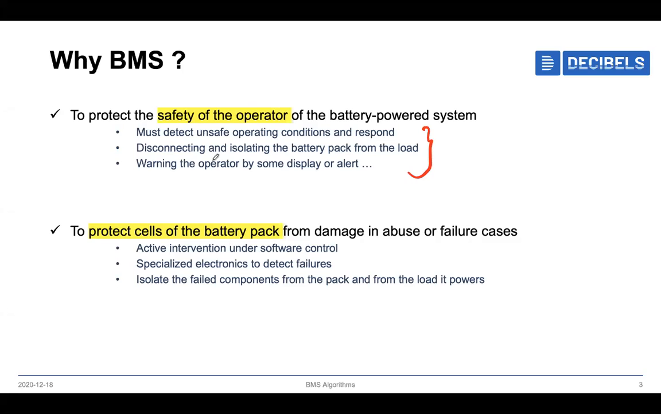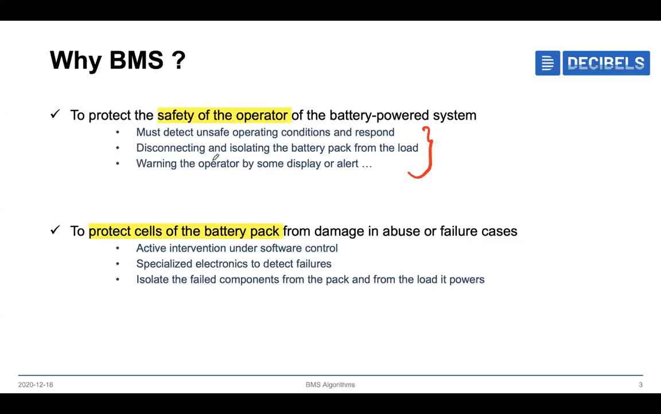And the next thing is disconnecting and isolating the battery pack from the load. If we can do that, then most of the hazardous things can be stopped, right? If you can't isolate the battery pack, then it will go on spreading to the whole vehicle, because there are many electronic components in the electric vehicle. So it will become a more hazardous thing. So it has to isolate at that point of time. That's also a major goal of the BMS.